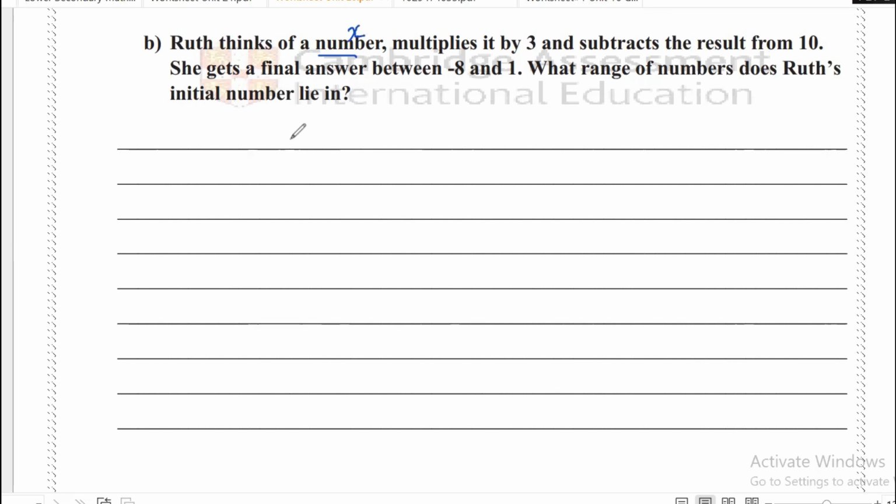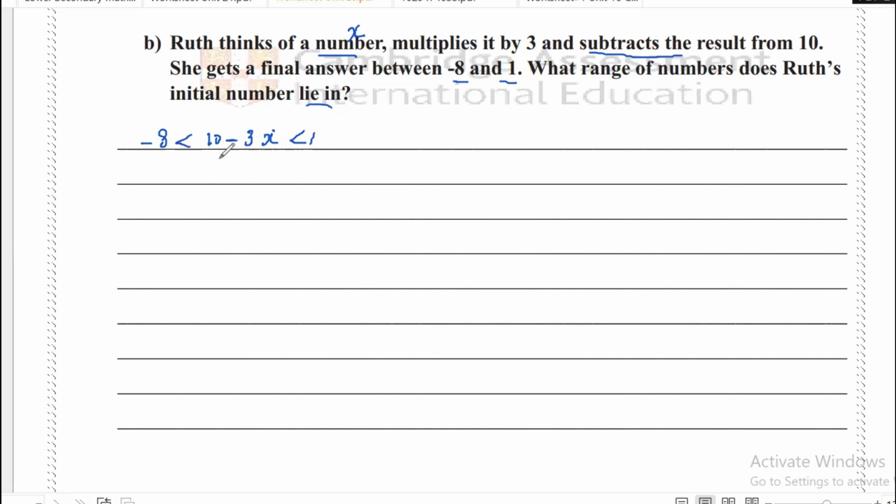Ruth thinks of a number, and that number we don't know, okay? We can consider x. Ruth thinks of that number, which is x. Multiply it by 3, and subtract the result from 10, means 10 minus. Remember this point. And after this, she gets a final answer between minus 8 and 1, means less than 1 and greater than minus 8. So once you find this situation and inequality, then rearrange numbers. Does Ruth's initial number lie in it? So we will see.